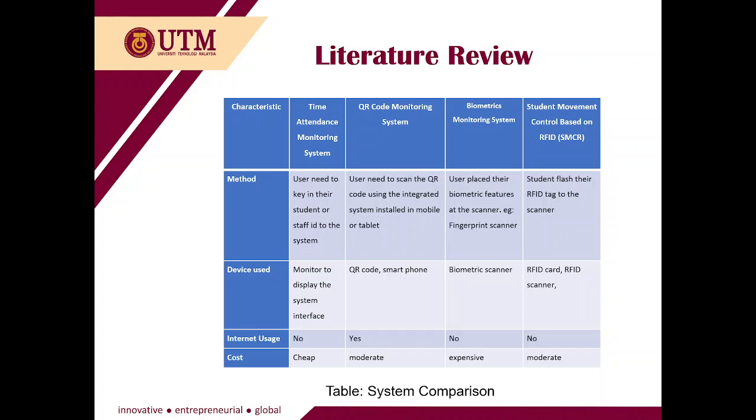And the third one is biometric monitoring system. For example, here is fingerprint scanner. The student need to put their fingerprint to the fingerprint scanner for attendance purposes. So the characteristic that has been compared here are four things, which is method, device use, internet usage, and cost.